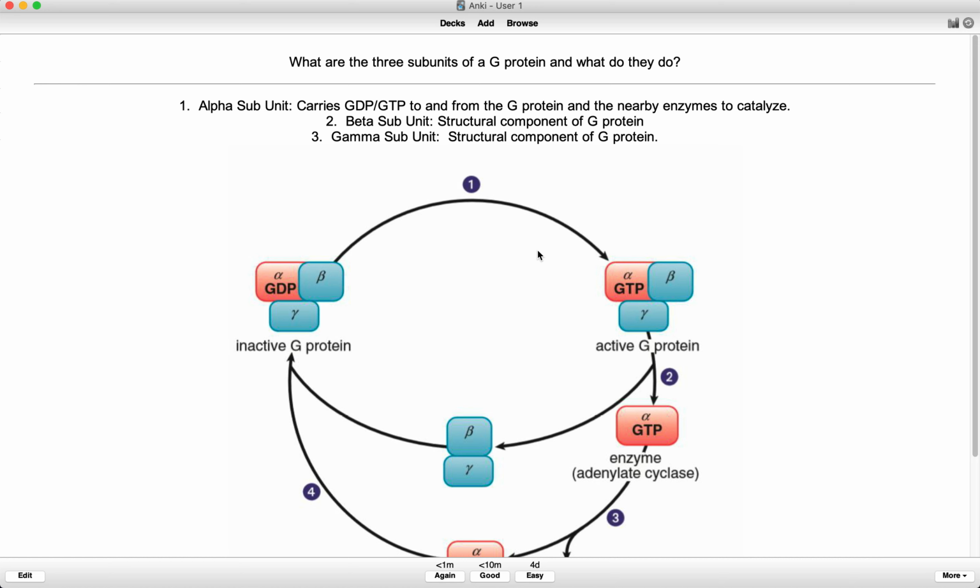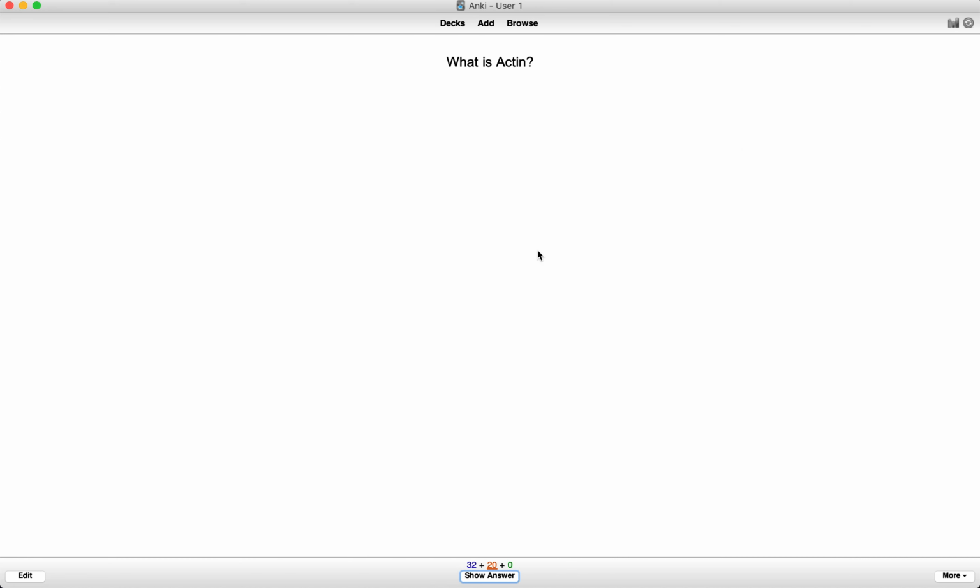Okay. So the alpha subunit is the one that carries GDP to GTP to and from the G protein, with enzymes catalyzing it, and the other two are structural components of the G protein. Okay. Actin. Actin makes up microfilaments, and they're the thin parts of myofibrils. They are involved in interaction with myosin to generate movement, and they contain polarity, a positive and negative end, which allows motor proteins to move in one direction.